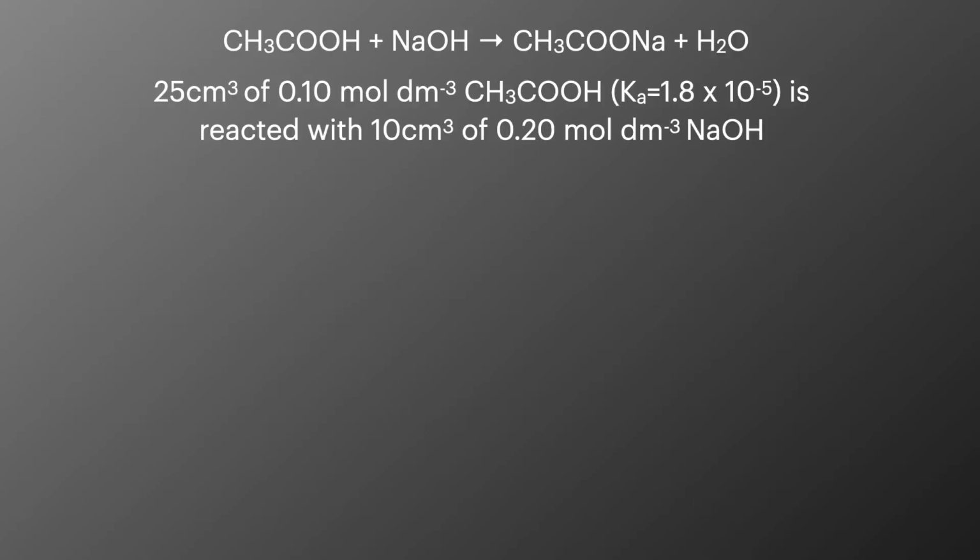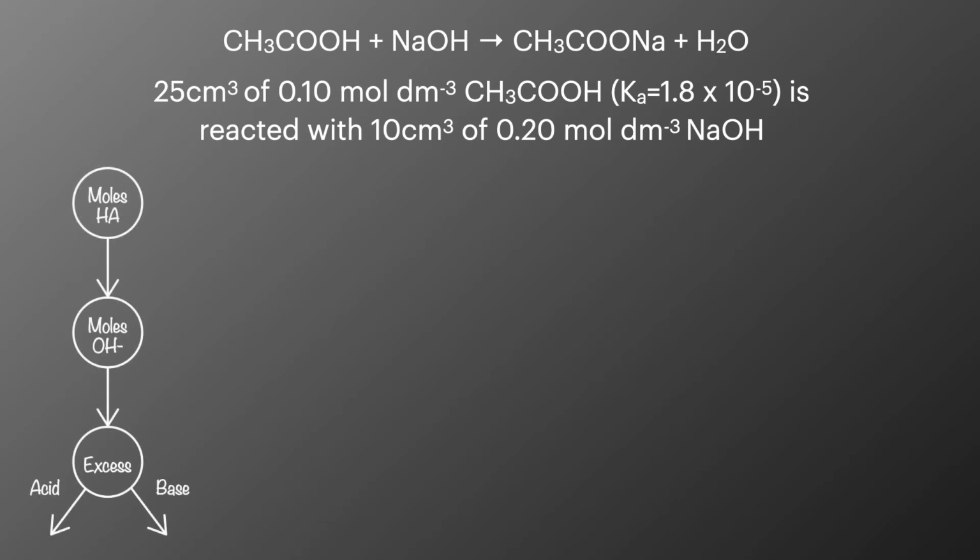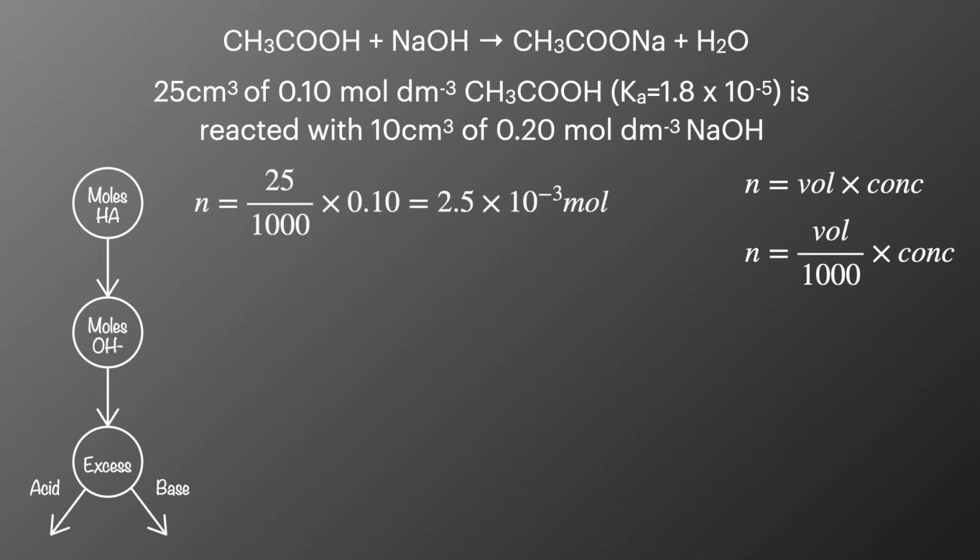If we look at this example where 25 cm cubed of 0.1 mole per decimeter cubed ethanoic acid is reacted with 10 cm cubed of 0.2 mole per decimeter cubed sodium hydroxide, we can go through the steps at the top of that chain we've just looked at. We must first start by identifying the reactants in excess, and to do this we'll use number of moles equals volume times concentration, remembering that our volumes are in centimetres cubed in the question, so we need to divide them by 1,000. We'll then calculate the number of moles of acid, and then the number of moles of base.